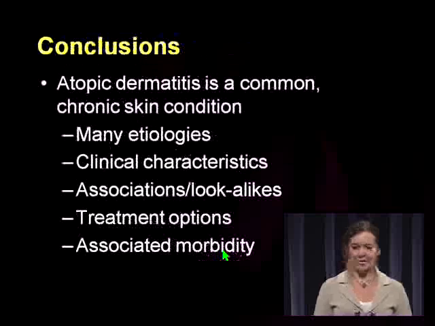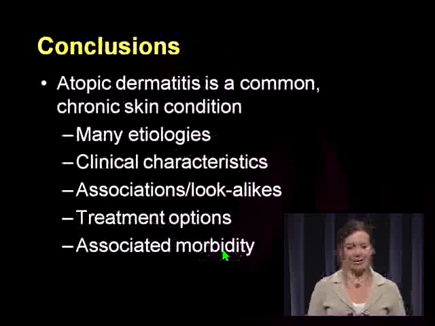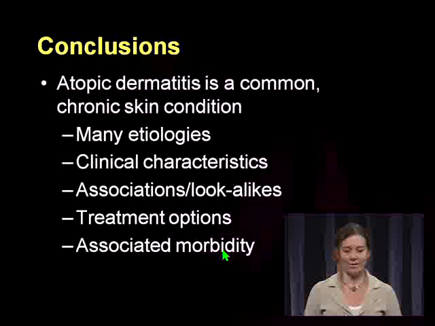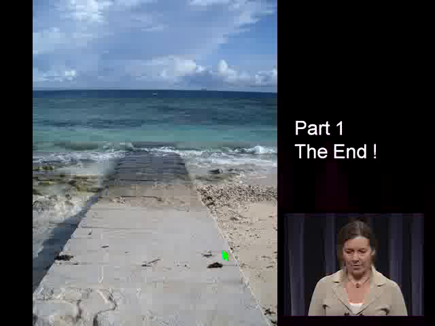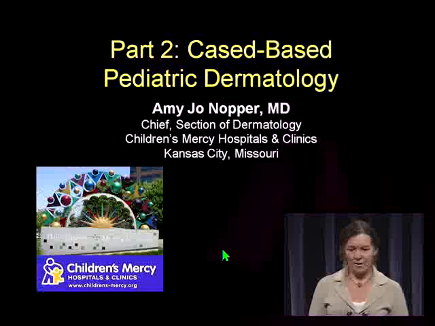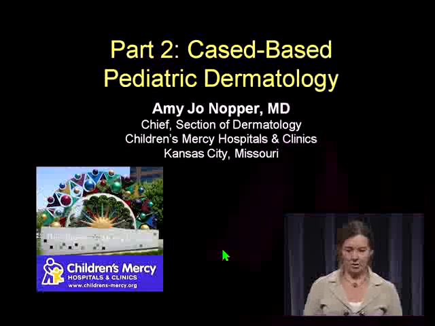We've talked about it being a chronic skin condition with multiple etiologies. We've talked about the clinical characteristics as well as some of the things to consider in your differential diagnosis. We've touched briefly on treatment options as well as associated morbidity. Okay, so that's the end of part one. And now we're going to shift into the case-based part of the presentation.